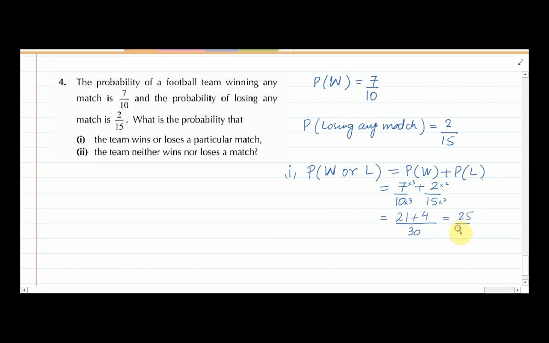You cannot leave your answer like that, you need to simplify it. So 5 fives are 25 and 5 sixes are 30, so that is your first part answer, right?